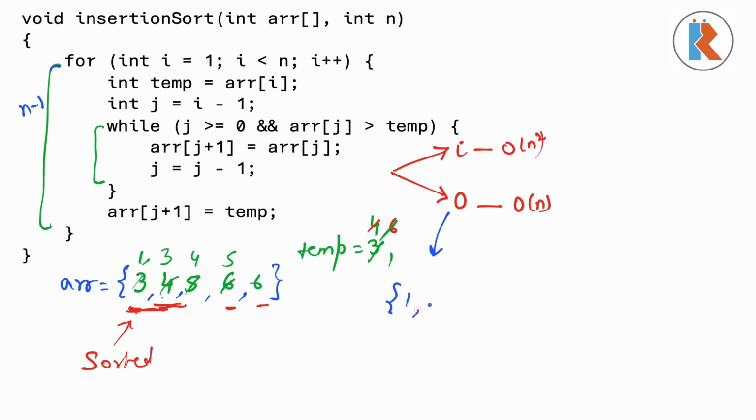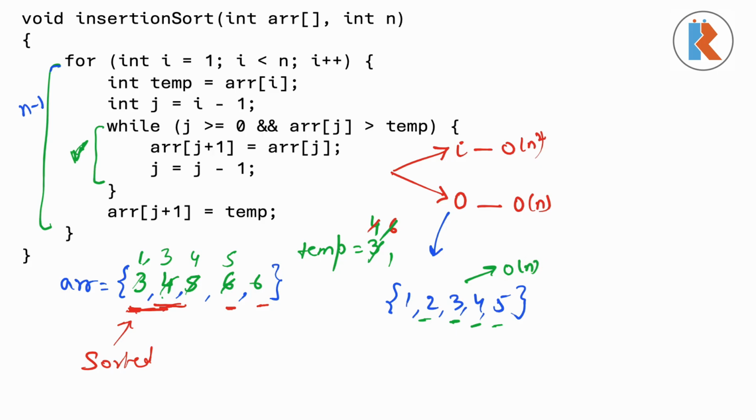So if the array is already sorted, it will be 1, 2, 3, 4, 5. For 2, nothing needs to be shifted, so we will not enter this while loop. For 3, again, nothing needs to be shifted, so we will not enter this while loop. For 4 also, we will not enter this while loop, and for 5 also, the execution will not go inside the while loop. So the execution will never go inside the while loop, and the total time complexity of insertion sort will be order of n, which will be the complexity of the outer for loop.